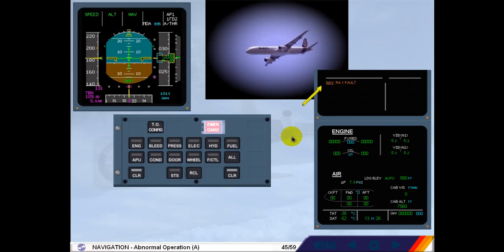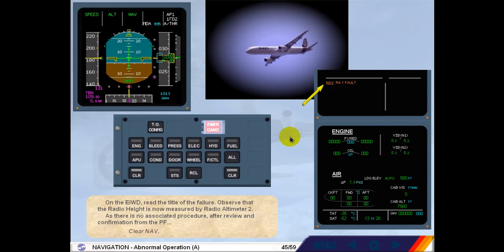On the engine warning display, read the title of the failure. Observe that the radio height is now measured by radio altimeter 2. As there is no associated procedure, after review and confirmation from the pilot flying, clear navigation.